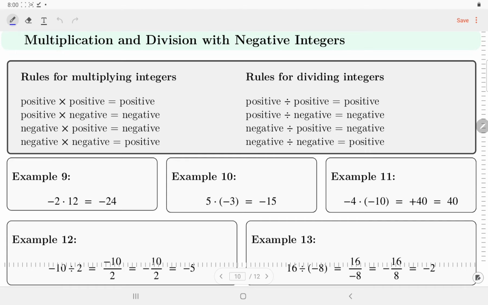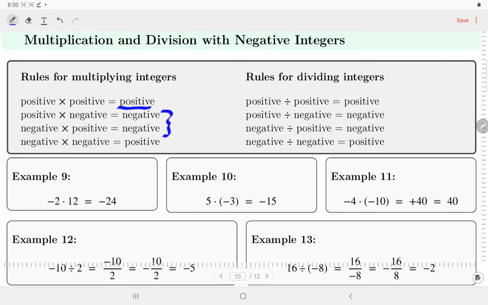These rules are very important to memorize. Multiplication of two positive integers gives a positive integer. Multiplication of a positive and negative integer, or negative and positive integer, will result in a negative integer. But multiplication of two negative integers will give a positive integer. Same rules apply to division.